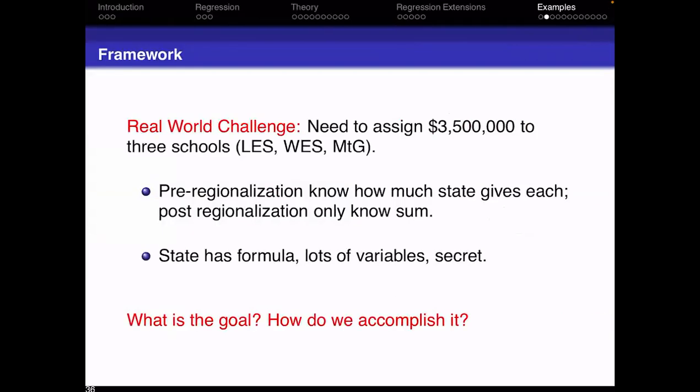And so this is a real world challenge. I serve on a regional school committee. The 3 schools, Williamstown and Lanesboro Elementary and Mount Greylock, the regional middle high school, have a budget on the order of $21 million. We get around $3.5 million in Chapter 70 funds from the state.